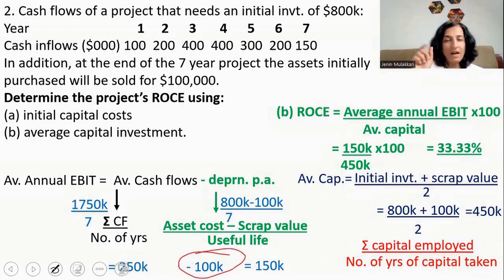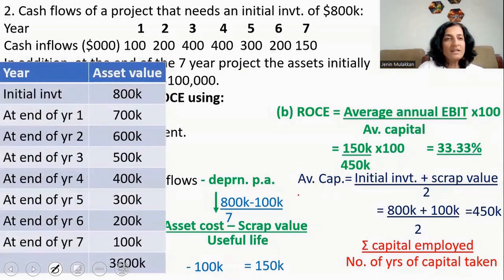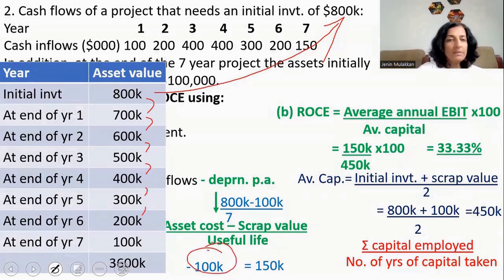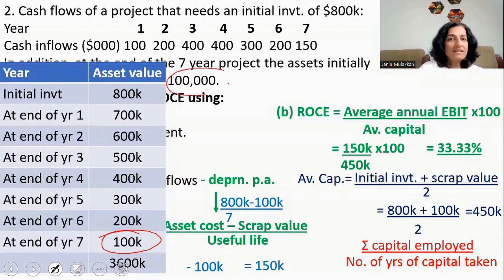So please take note of this point. Depreciation per annum is 100,000. So you're starting with an initial investment of 800,000, which means that each year the investment will get reduced because of the depreciation of $100,000. So this is the capital employed for each year. The initial investment is $800,000, and for each year there is a reduction of 100,000, that is nothing but the depreciation. And then you are left with 100,000, that is the scrap value at the end of year 7. So this is the table of capital employed for all the years.